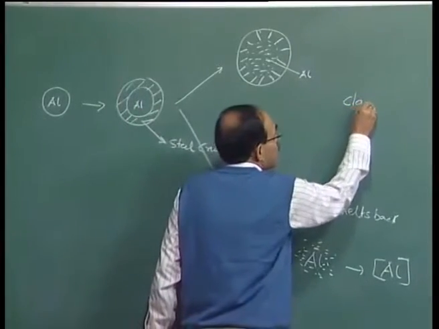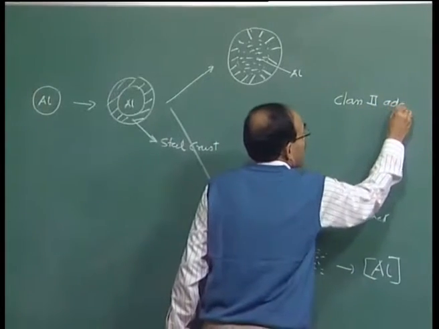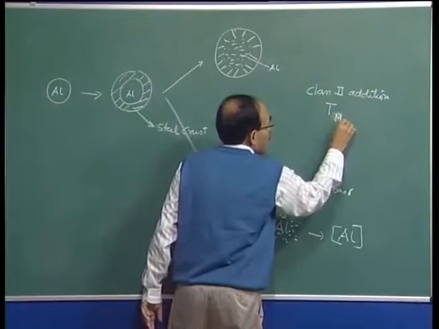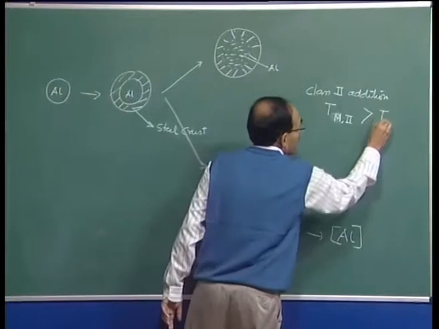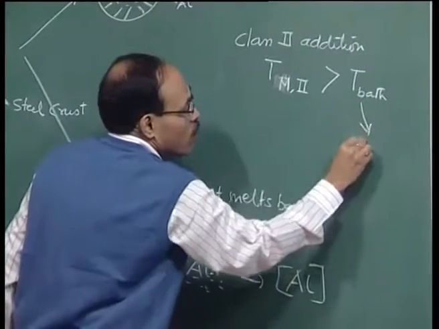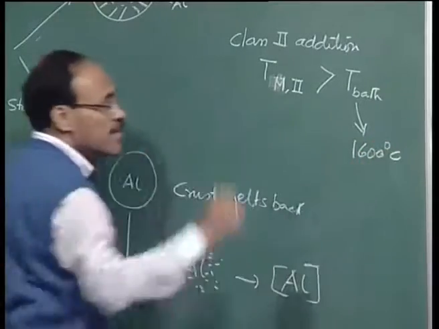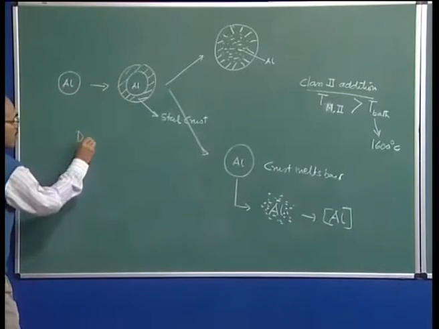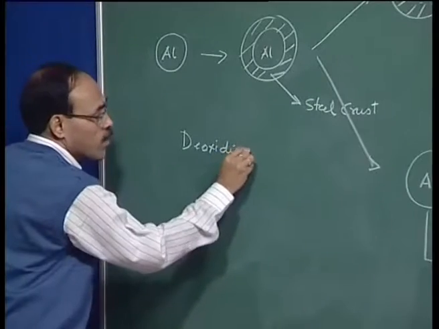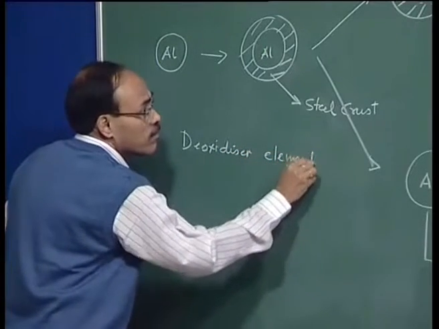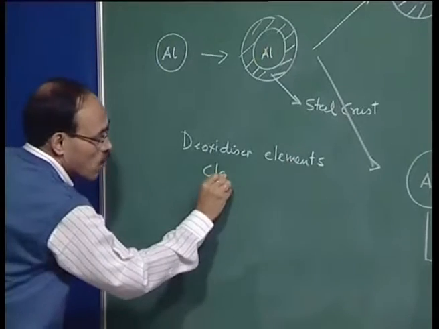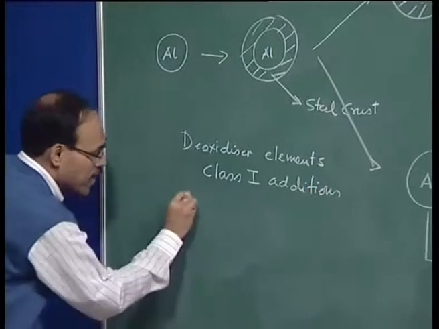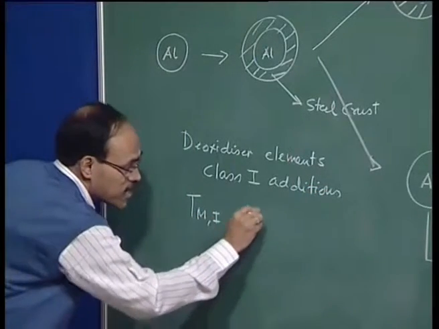So those additions which have a melting point greater than the bath temperature will not melt, and these are typically said to be class 2 additions. The class 2 additions have T melting of class 2 greater than T bath, and this T bath we are talking about is 1600 degrees centigrade. On the other hand, deoxidizer elements are basically class 1 additions, and the feature of class 1 additions is that T melting of class 1 is less than T bath.